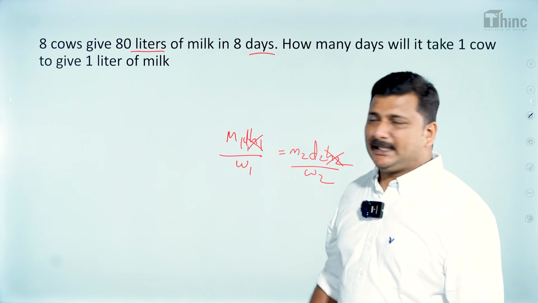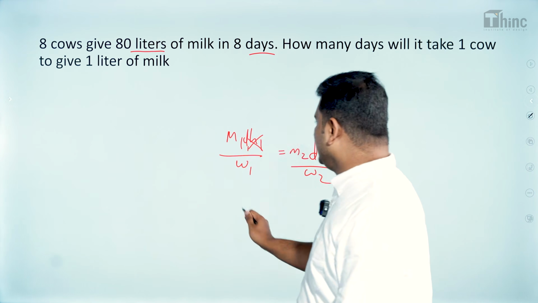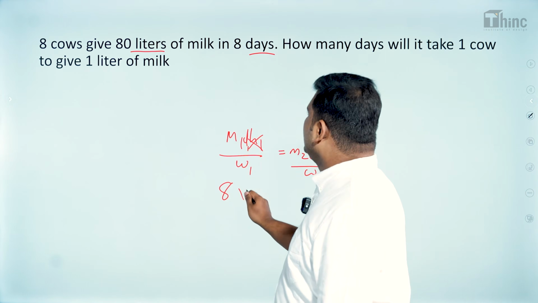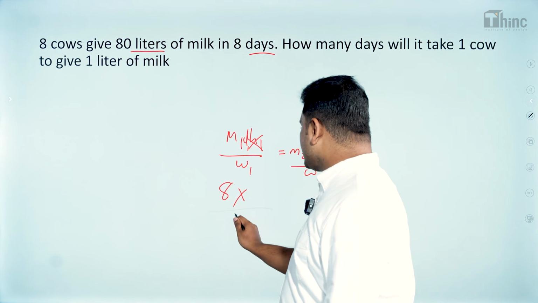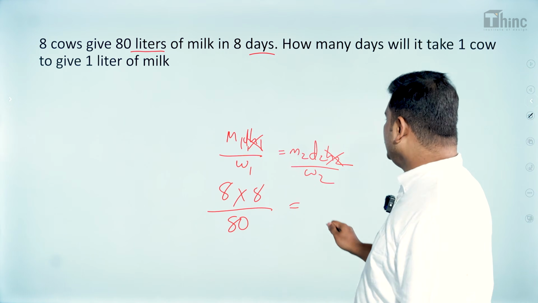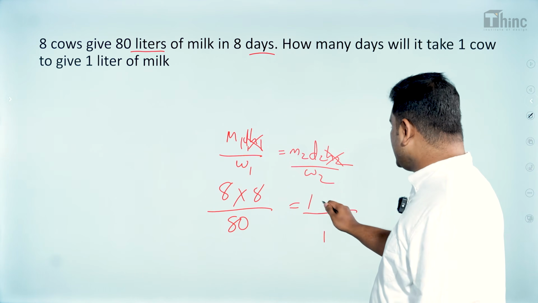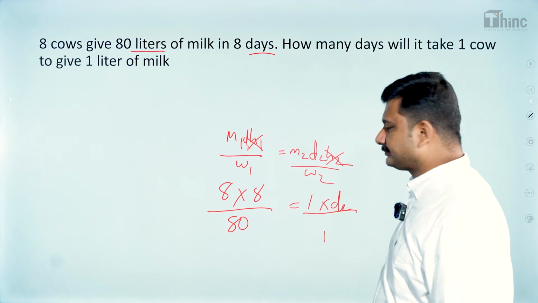So the equation will be like M1 D1 by W1 equals M2 D2 by W2. So what is M1? 8 cows will produce 80 liters of milk in 8 days. So one cow will produce 1 liter of milk in how many days? So D2 is what is missing.